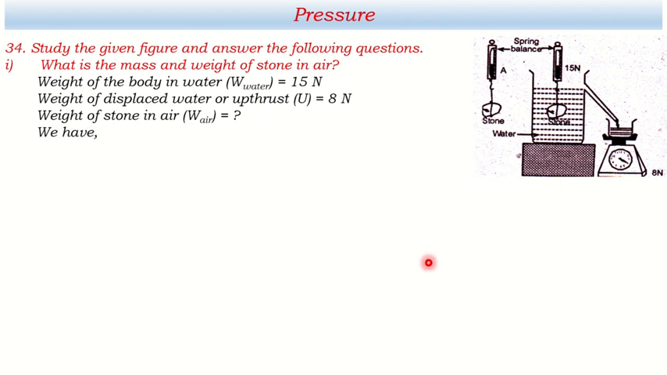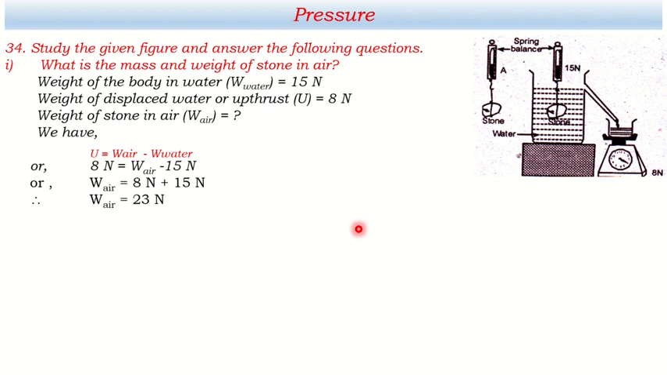We have an equation. The equation is: upthrust is equal to weight of the body in air minus weight of the body in water. Okay, now taking values, upthrust is 8 Newton, because upthrust is equal to the weight of displaced liquid, that's why we can take 8 Newton according to the given diagram. And the weight of the body in air we are going to calculate. In water it is 15 Newton. That's why W air equals 8 Newton plus 15 Newton, which is equal to 23 Newton. Just looking at this diagram we can also calculate verbally: 15 Newton plus 8 Newton is equal to 23 Newton, but it will be better to have the equation also.